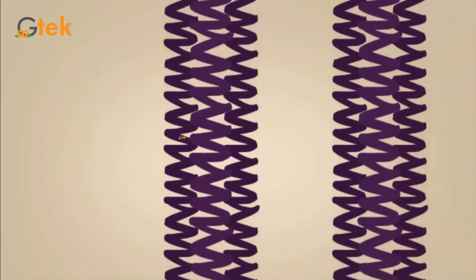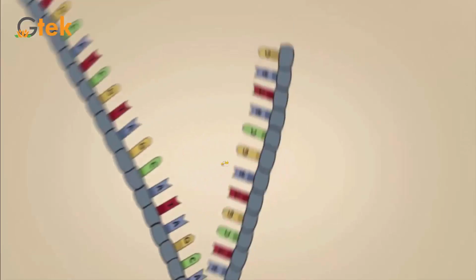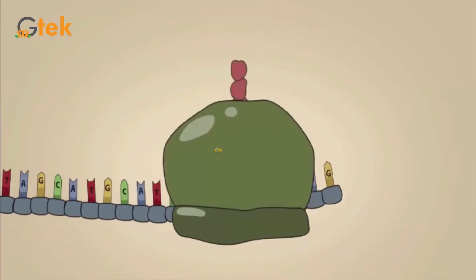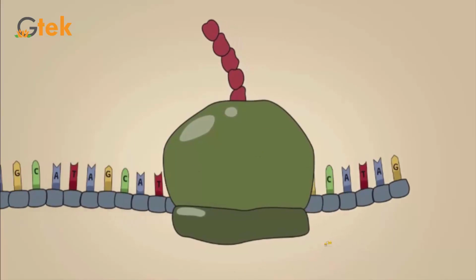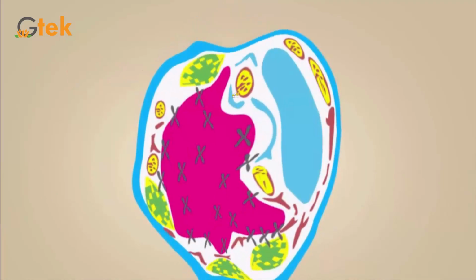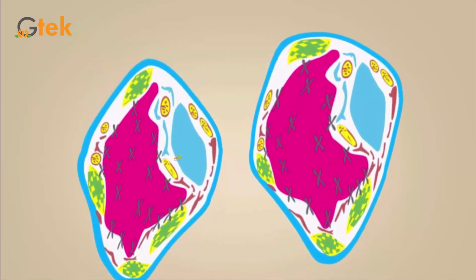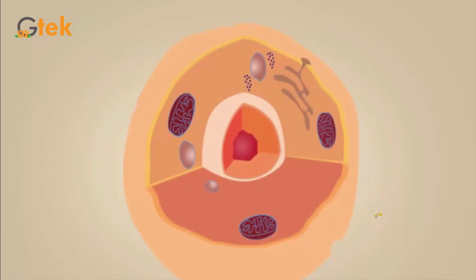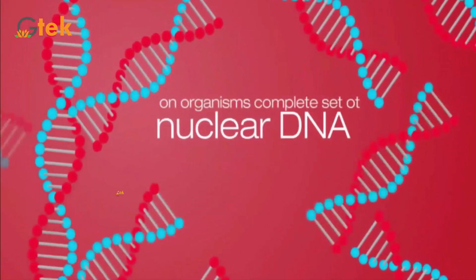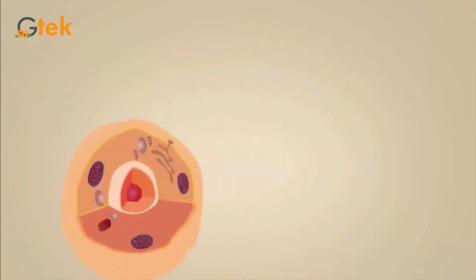and this way the DNA is formed into a chromosome. This is nothing but the chromosome. And this transcription process gives protein. You can see the protein here. And this structure is the chromosome. In the cell structure, an organism's complete set of nuclear DNA is called a genome.